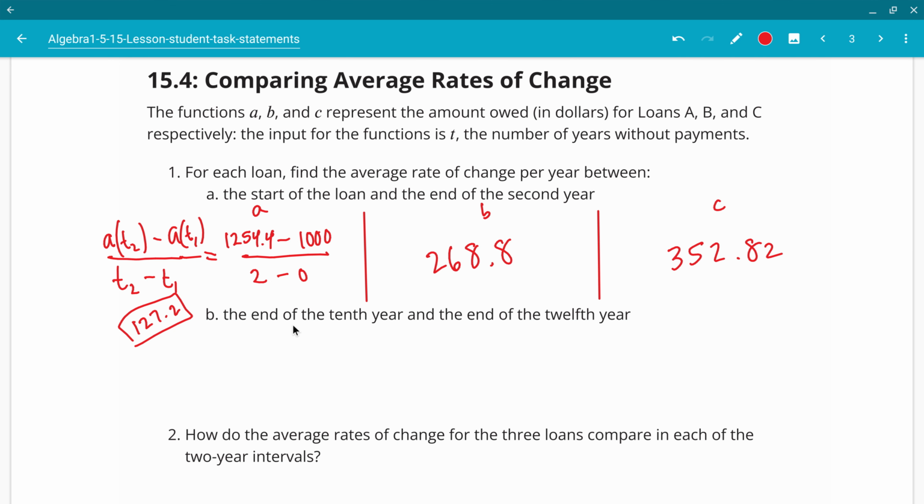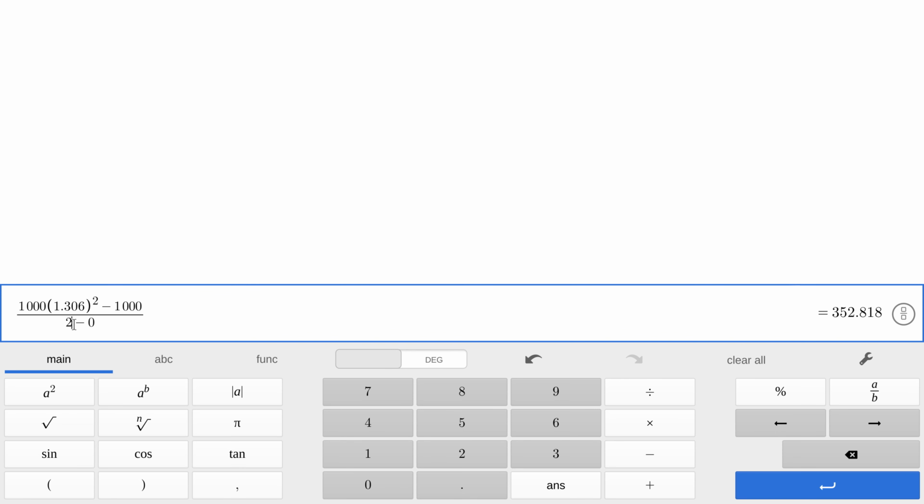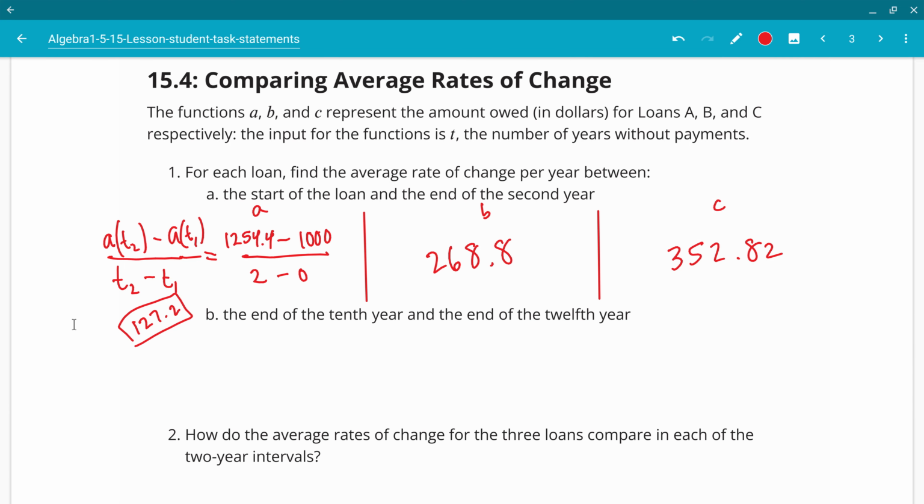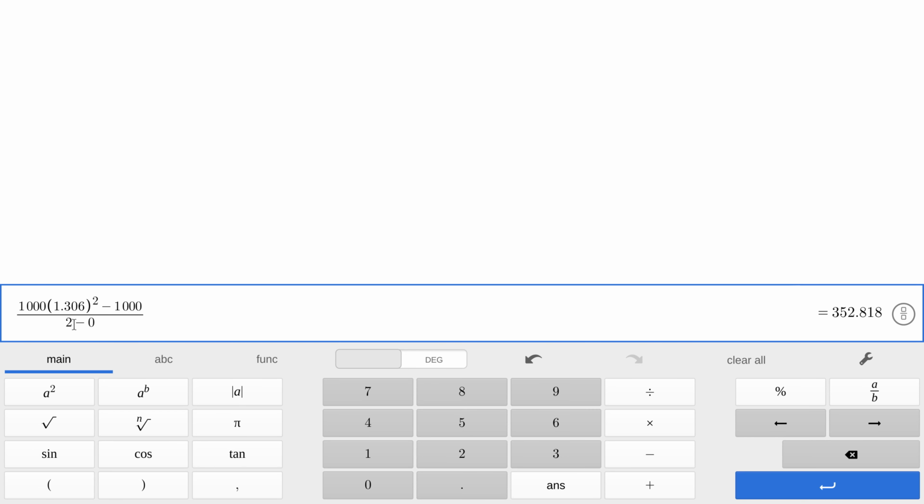Okay. So now we want to do at the end of the 10th year and the end of the 12th year. So I'm going to go back to the scientific calculator, and I'm going to put right here 10th and 12th. So this is going to be the 12th year minus the 10th year. And then I'm going to start out with a 12% interest rate. And I'm going to go to the 12th year. And then I'm going to put this as the 12% interest rate, and I'm raising this to the power of the 10th year.